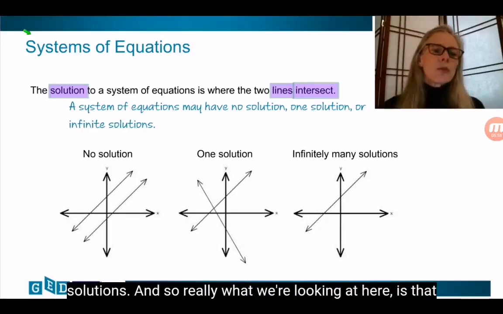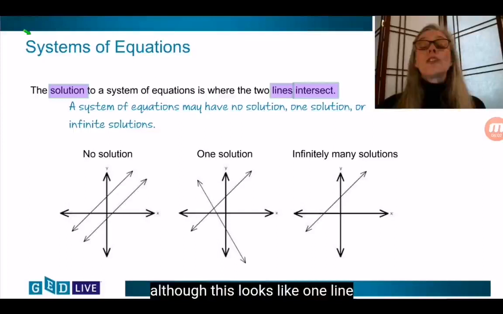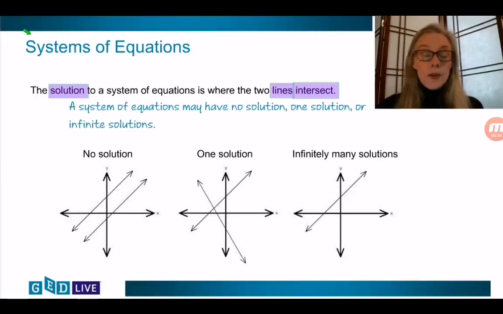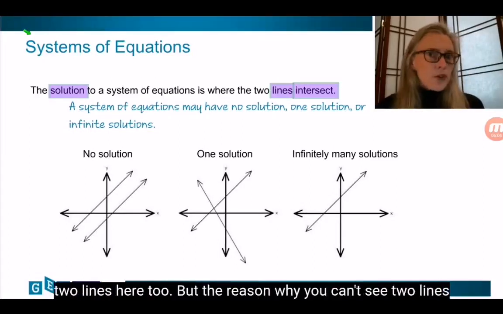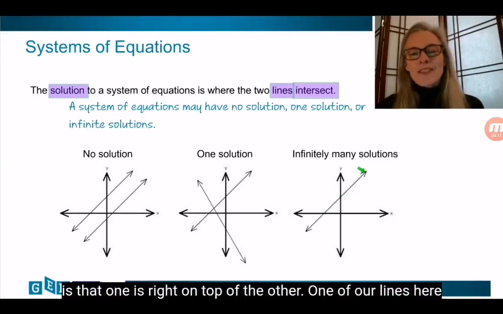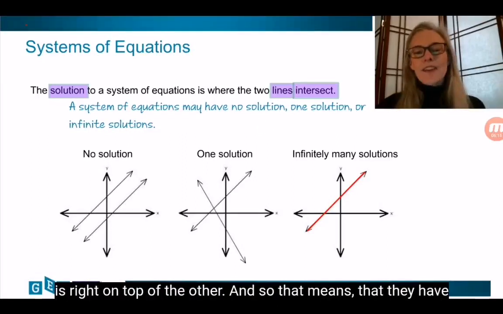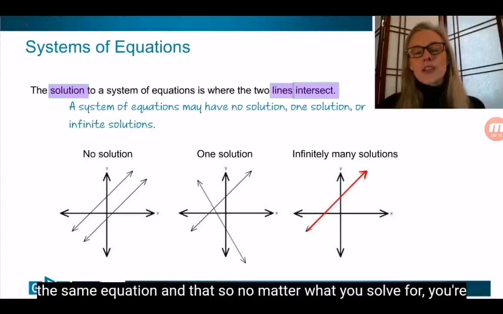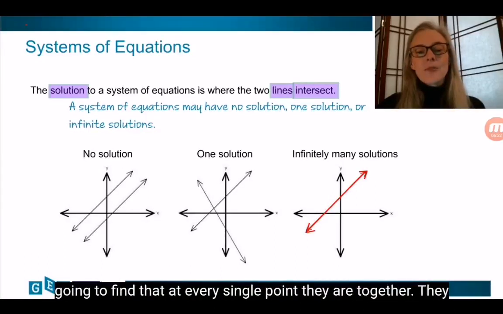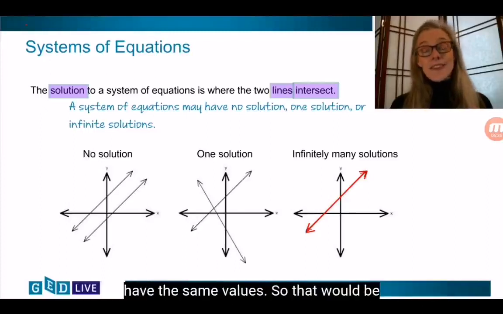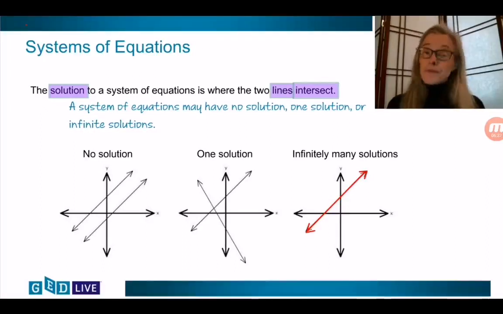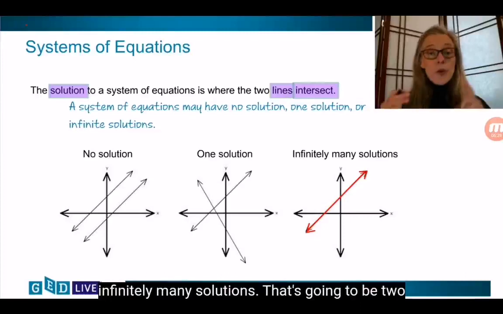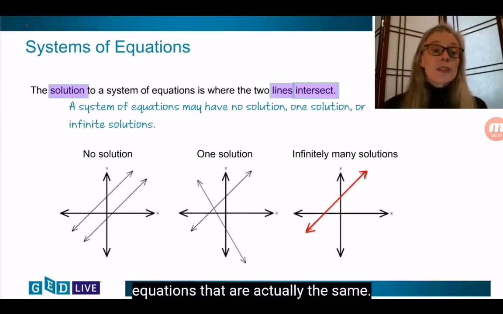And so really what we're looking at here is that although this looks like one line, we've had two lines in all of the previous examples. There are two lines here too, but the reason why you can't see two lines is that one is right on top of the other, right? One of our lines here is right on top of the other. And so that means that they have the same equation, and so no matter what you solve for, you're going to find that at every single point, they are together. They have the same values. So that would be infinitely many solutions. That's going to be two equations that are actually the same.